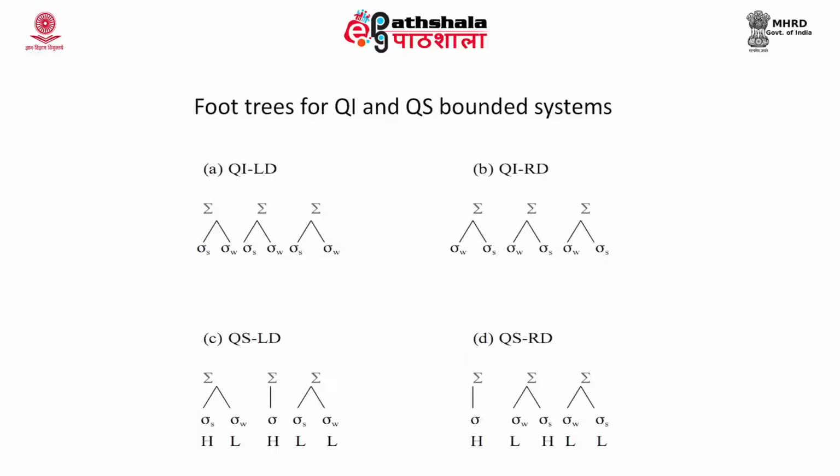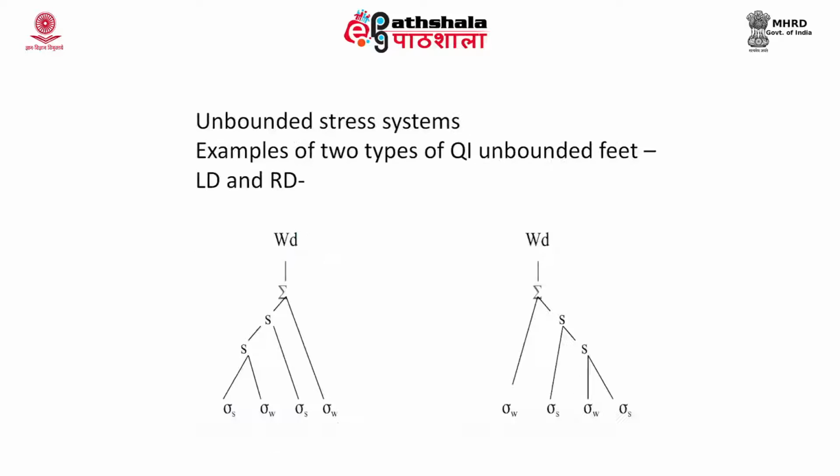That is, unbounded stress systems are those in which there is only one stress system. There are languages like that, where either the leftmost syllable is stressed or the rightmost syllable is stressed. Sometimes there are also the leftmost but one or the rightmost but one. These are called penultimate or peninitial. So we have these systems, but the number of foot is 1. And that's how they are called unbounded stress systems.